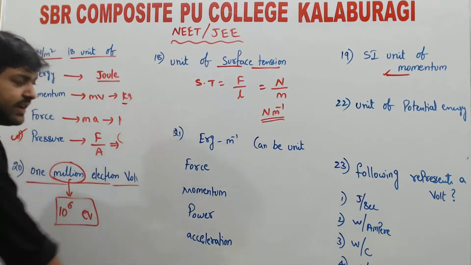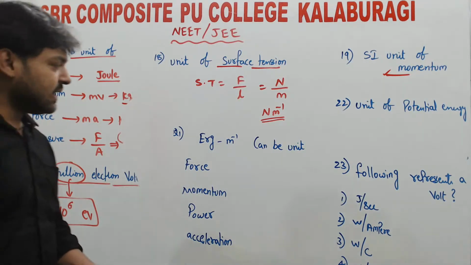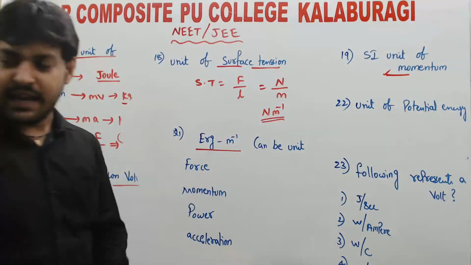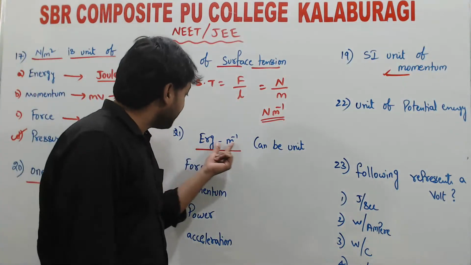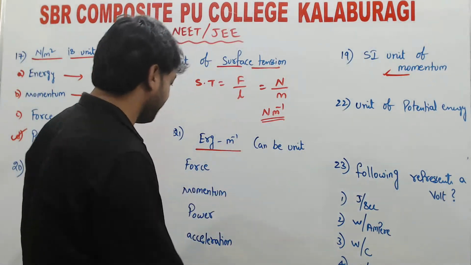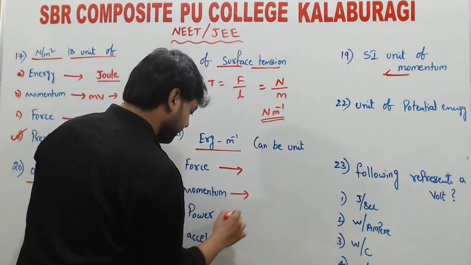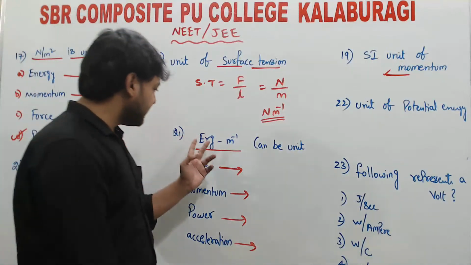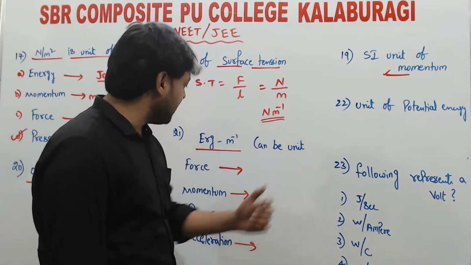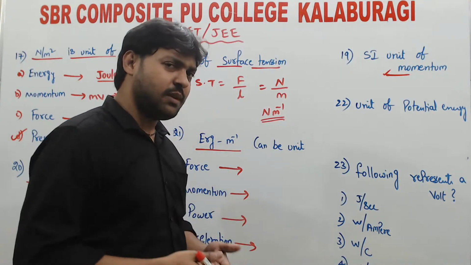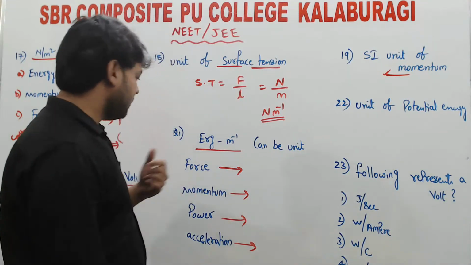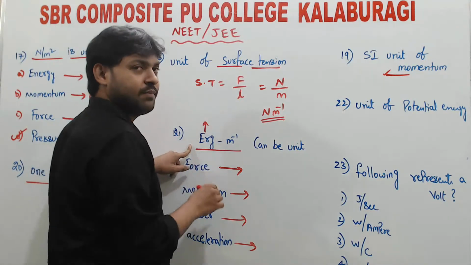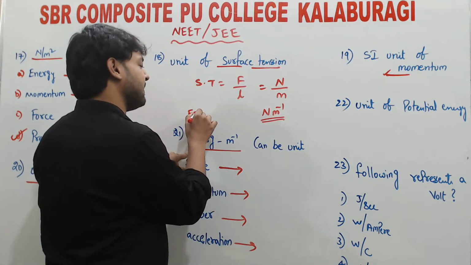Okay, so 21. So erg per meter can be the unit of. See, erg per meter can be the unit of force or momentum or power or acceleration. Indirect. CGS, one CGS thing and one SI thing they gave, but okay, if you know the formulas, we can do it easily. So force in terms of this erg in the sense unit of what? Unit of energy, whatever the type of energy.